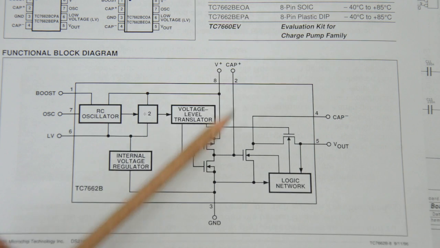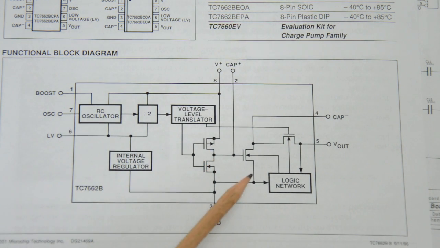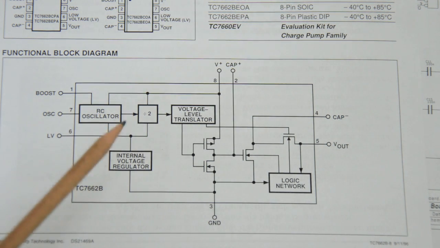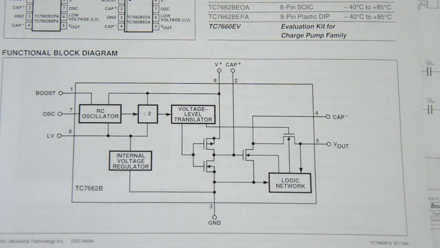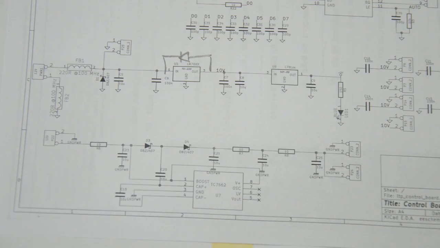Which really means that you're going to have a square wave on the cap plus pin, and that is controlled by these blocks here. And in fact, you can set this to 10 kilohertz or 35 kilohertz, but that's just details. I mean, you just look at the datasheet if you're interested in that. But anyway, there is a square wave at the cap plus pin. That is the take-home message here.